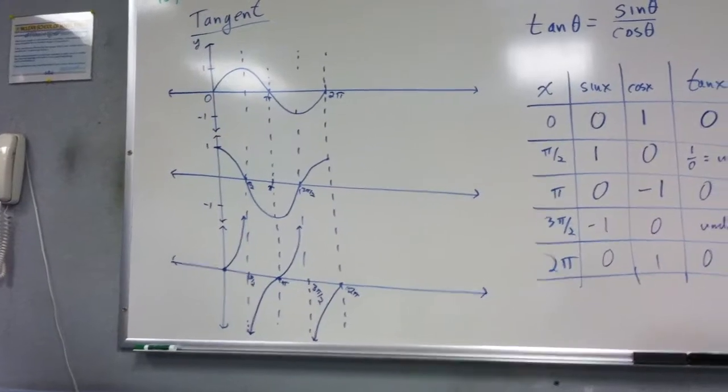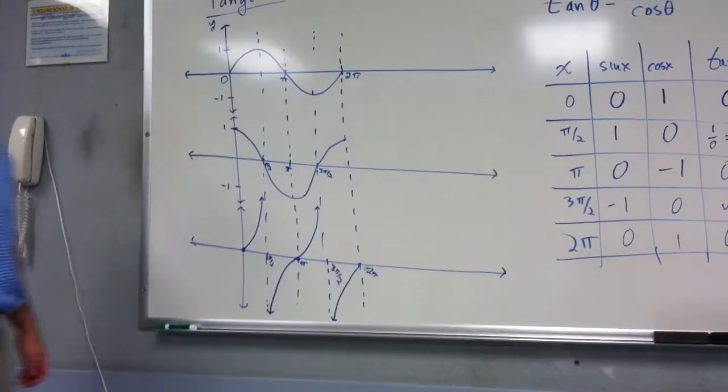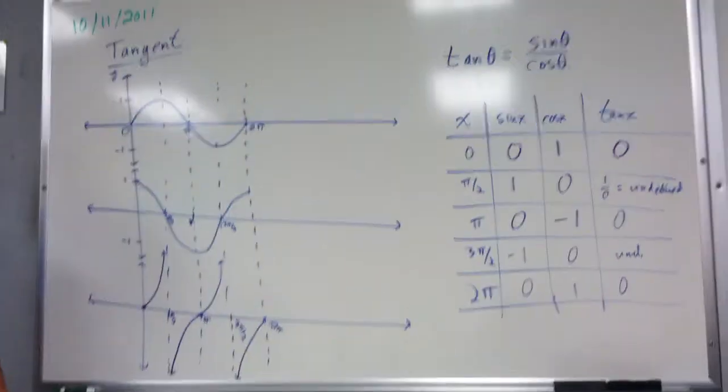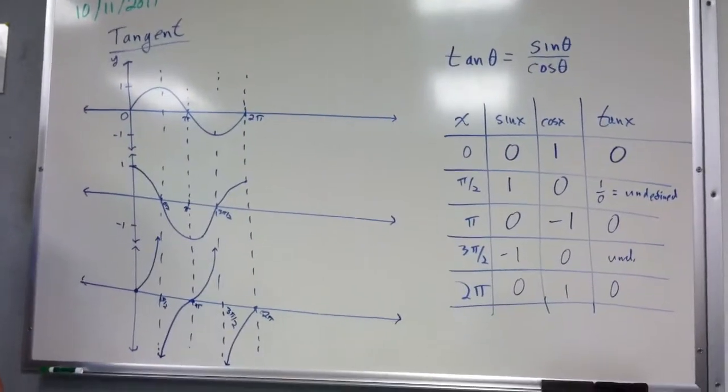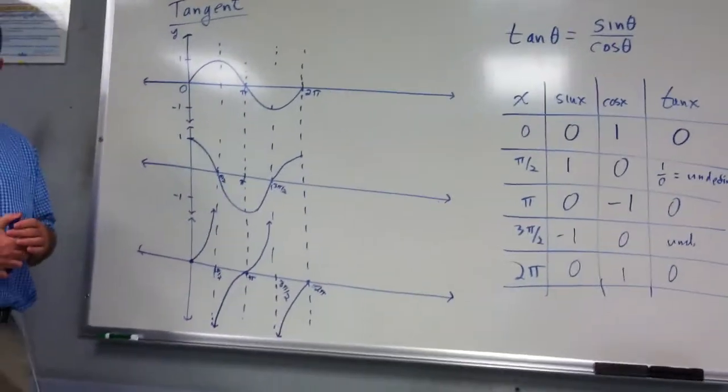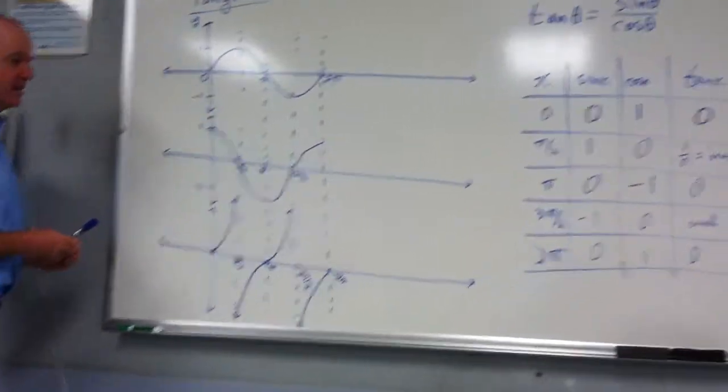Wait, can you explain those again? I understand how you're getting from 0 to pi over 2. I get that it starts at 0. And then how do you know it goes up and not down? Great question. Okay.